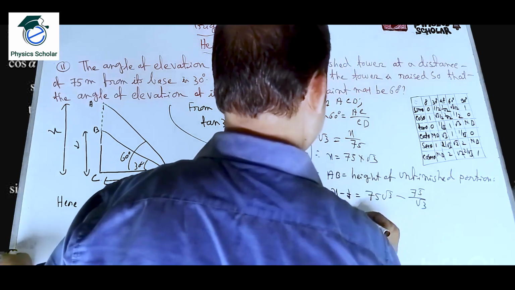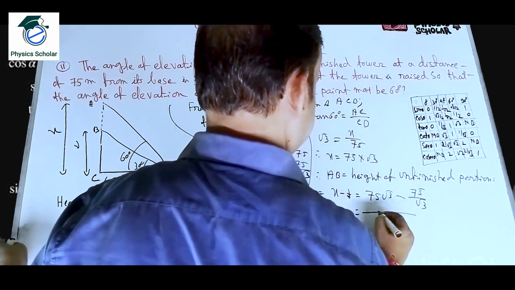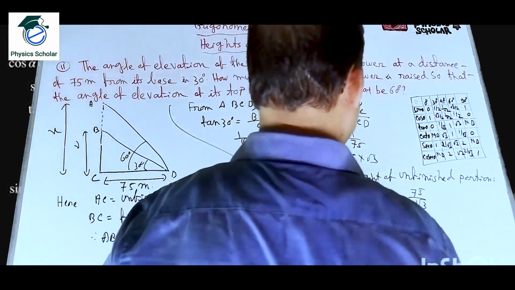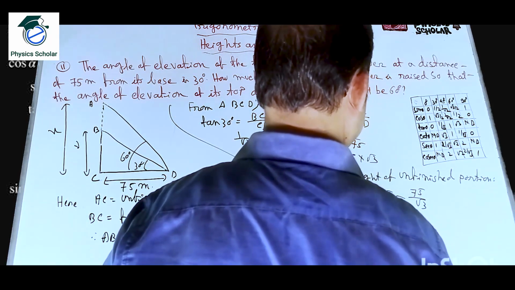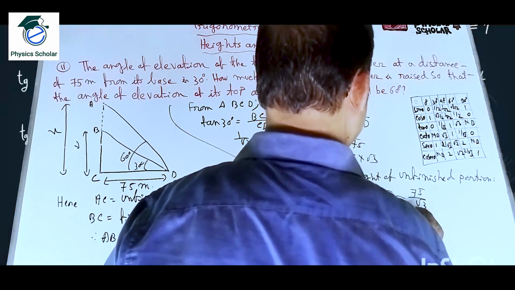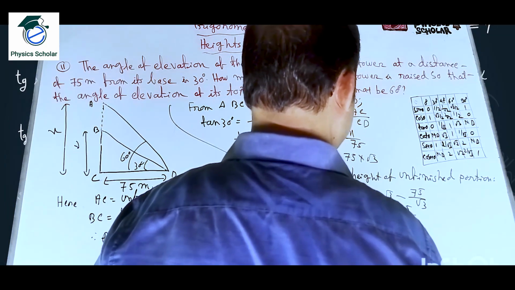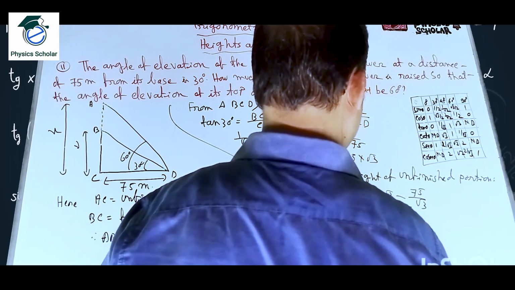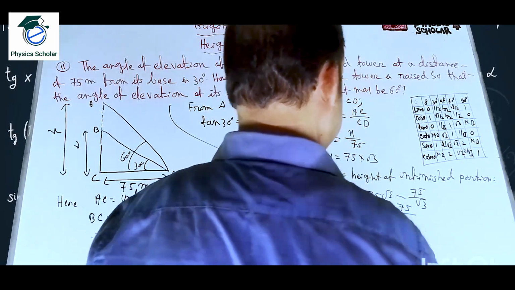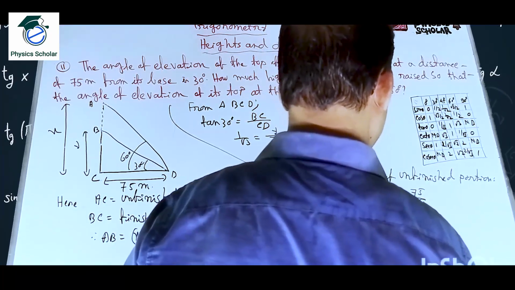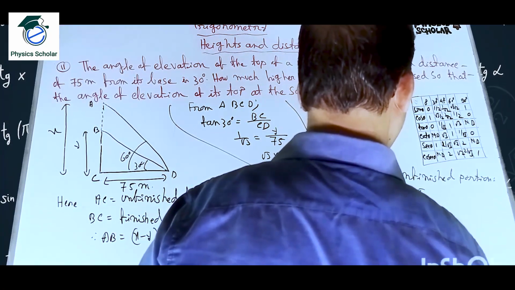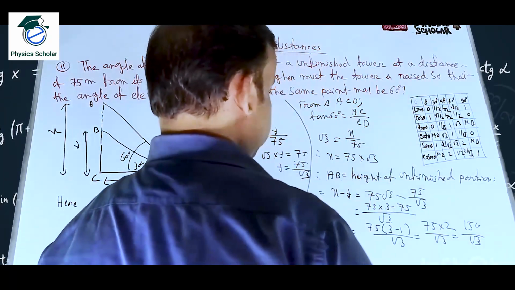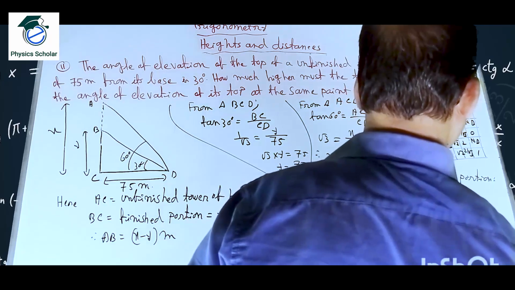75 by root 3. So root 3 will be the LCM. So 75 into 3 minus 75. Okay. So therefore 75 common. So 3 minus 1 by root 3 is equal to 75 into 2 by root 3, which is equal to 150 by root 3. Okay. 150 by root 3 meter.